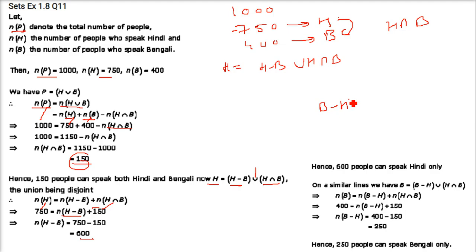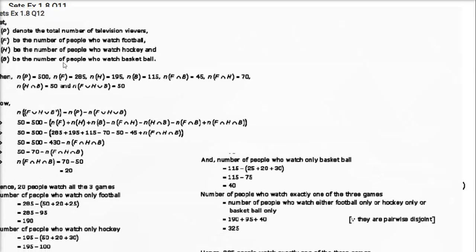For finding B minus H, now we have to find this B minus H. So first, B can be written as (B minus H) union (H intersection B). So N(B) can be written as N(B minus H) plus N(H intersection B). So this is 400, this is 150, N(B minus H) will be 400 minus 150, that is 250. 250 people can speak Bengali only.